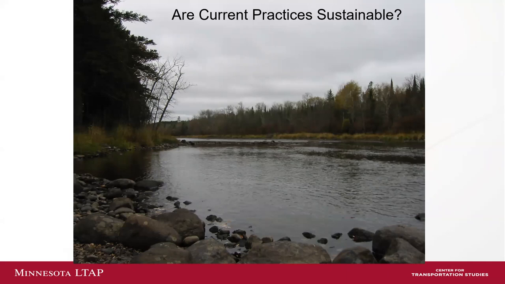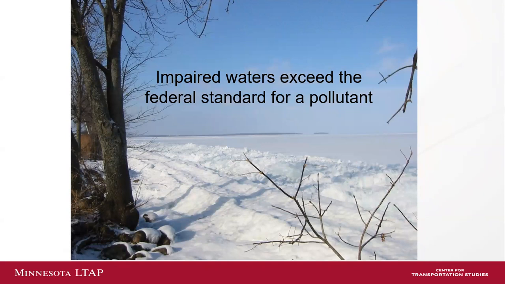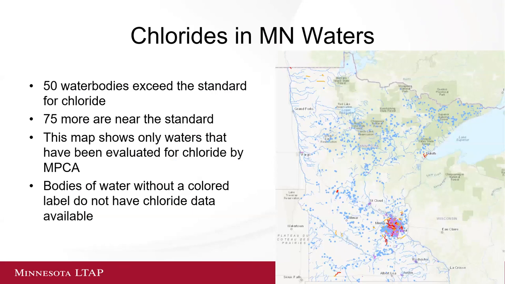So the federal EPA has set standards for pollutants in our waters. And the pollutant levels for chloride in Minnesota, well, we'll talk about what those levels are, but currently there are 50 water bodies in Minnesota that exceed the standard for chloride. There are another 75 that are very close to meeting that standard or that threshold.